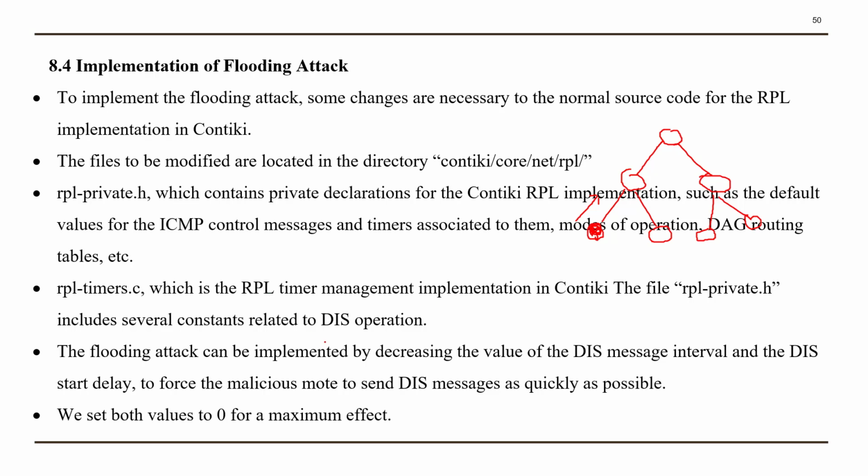The packet he sends is called the DAS packet. The DAS packet is used for joining a network. He already joined, but he keeps on sending the DAS packet at regular intervals. The receiving node is going to accept it and allow him to join, but he has already joined. So this attack is called the flooding attack. This is called a denial of service attack. We implemented this by changing the file rpl-private.h, which is available inside the folder Contiki core net rpl. In this file we created a for loop and we send the DAS packet continuously. So this is how we implemented the flooding attack.